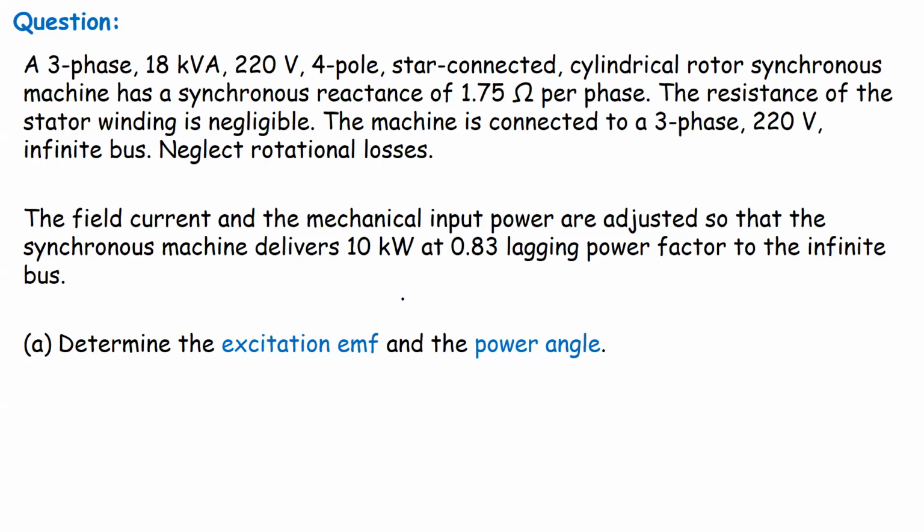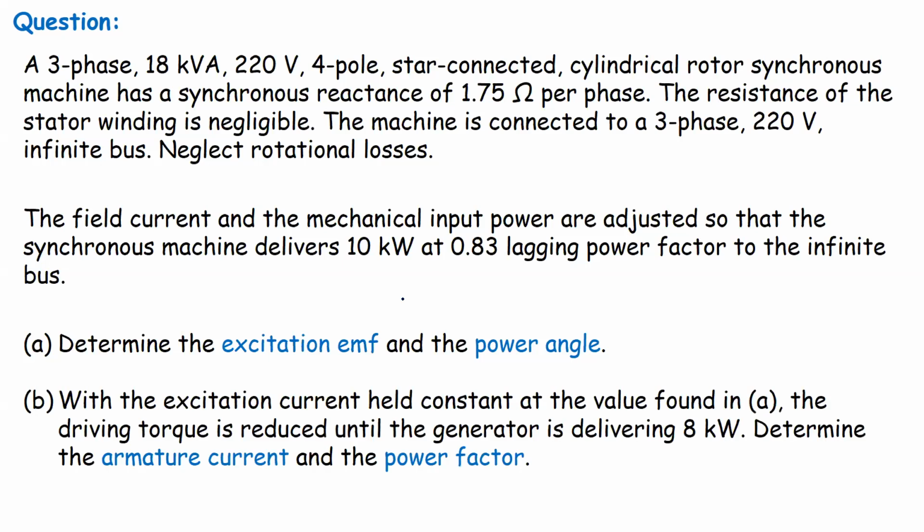There is another part to this question, part B. In part B, with the excitation current held constant at the value found in part A, the driving torque, which is the input to the synchronous machine, is reduced until the generator is delivering 8 kilowatts. Determine the armature current and the power factor.